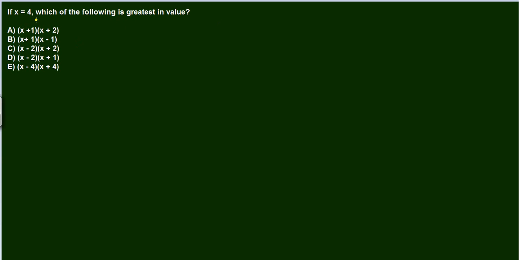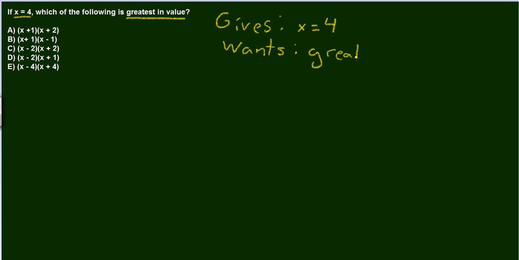If x equals 4, which of the following is greatest in value? Let's break this down. If x equals 4, that's some information it's giving us. It gives x equals 4. Which of the following is greatest in value? What does it want from us? It wants to know what's greatest in value. So this question wants the greatest or biggest number, right? Okay, so let's see what it's talking about here.